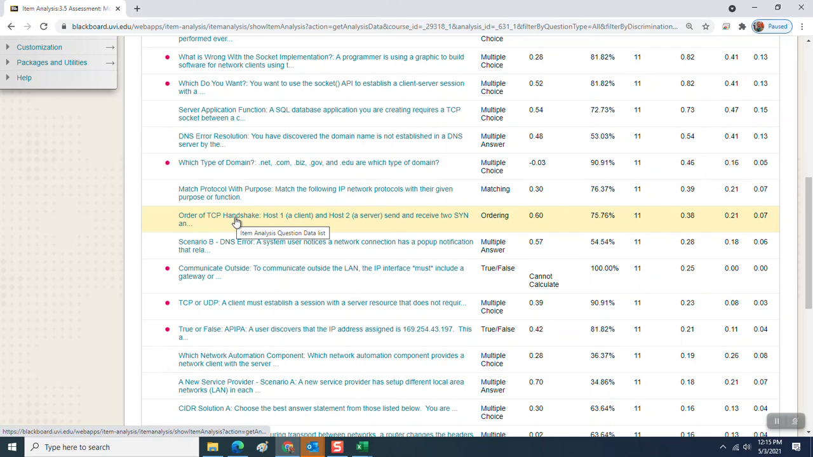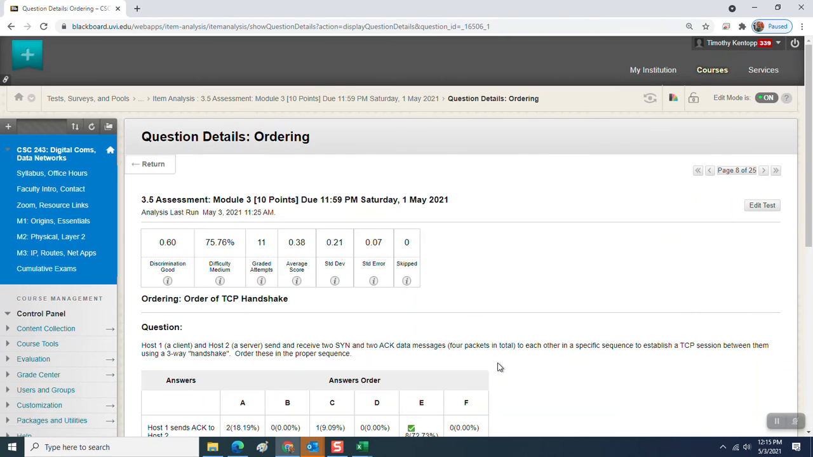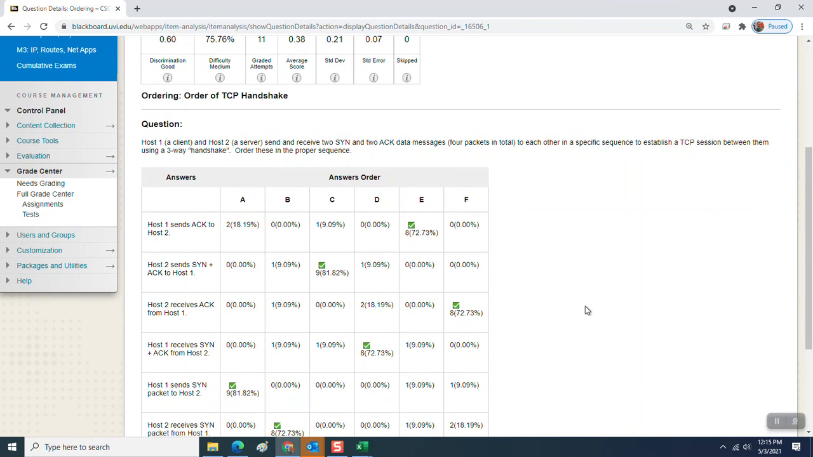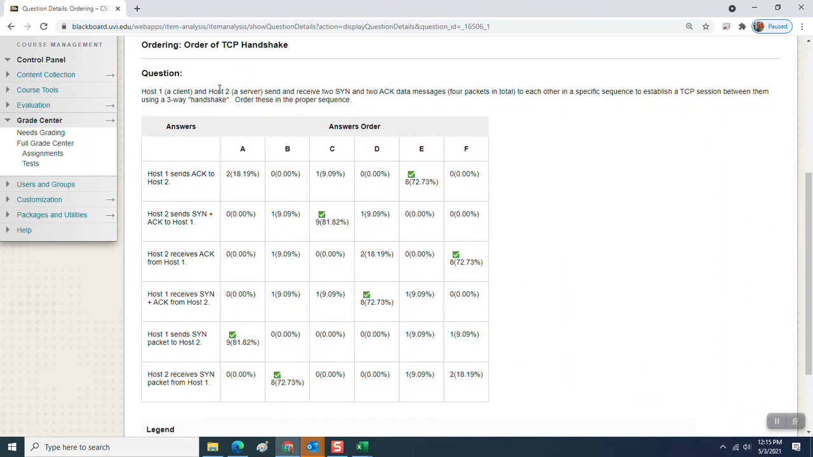All right, so here we are. We're going to review these three next, and then we're done. The order of the TCP handshake. Host 1, a client, and host 2, a server, send and receive 2 SYN and 2 ACK data messages, 4 packets in total, to each other in a specific sequence to establish a TCP session between them using a three-way handshake. Order these in the proper sequence.